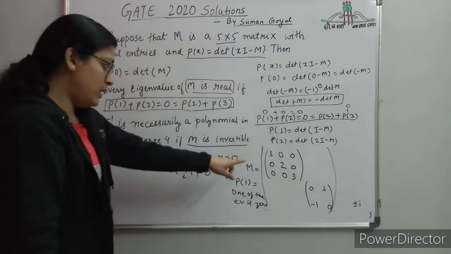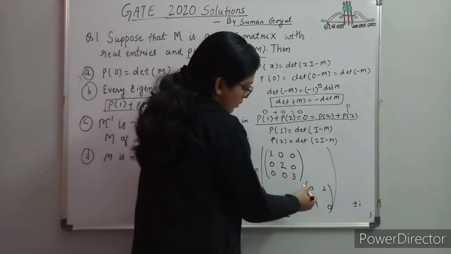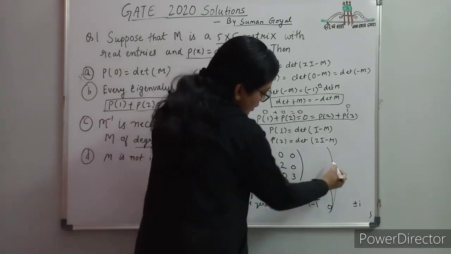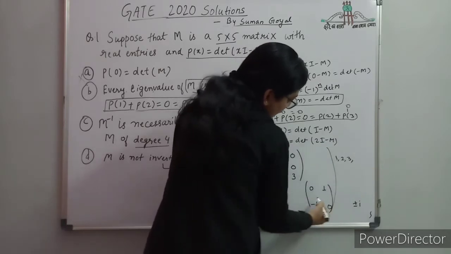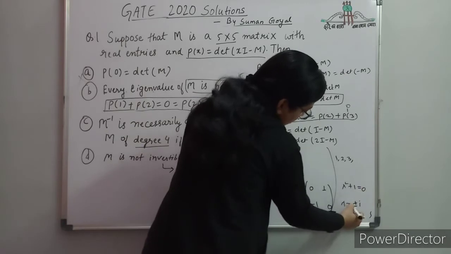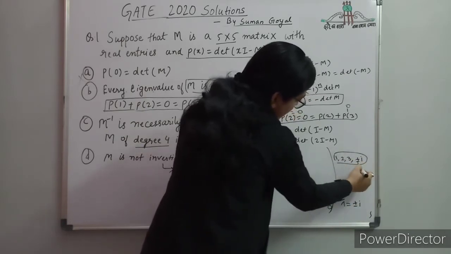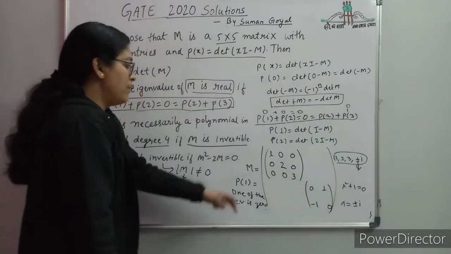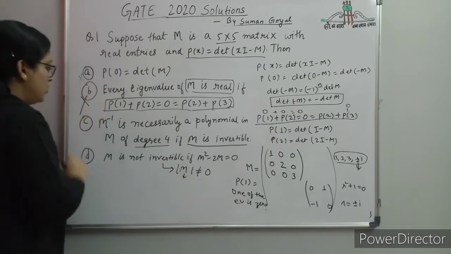So see, this is the matrix and this condition is true for this matrix, and also we are getting complex eigenvalues. What are the eigenvalues? 1, 2, 3, and for this block diagonal we are getting lambda square plus 1 equal to 0, that is lambda equal to plus minus i. So plus minus i are the eigenvalues, meaning we are getting a complex eigenvalue for the matrix if P1 plus P2 equal to 0. So this option is also wrong.